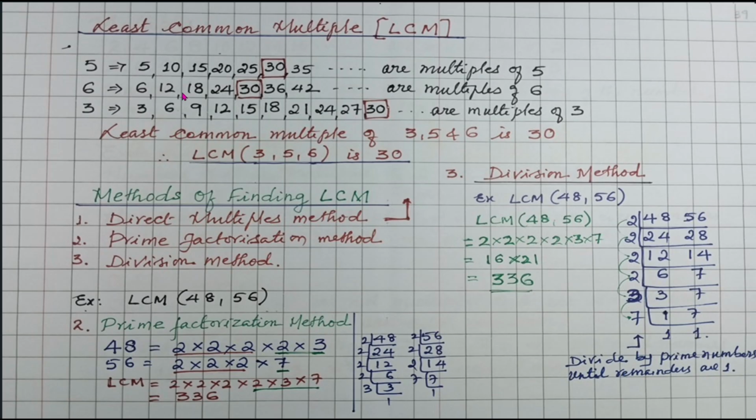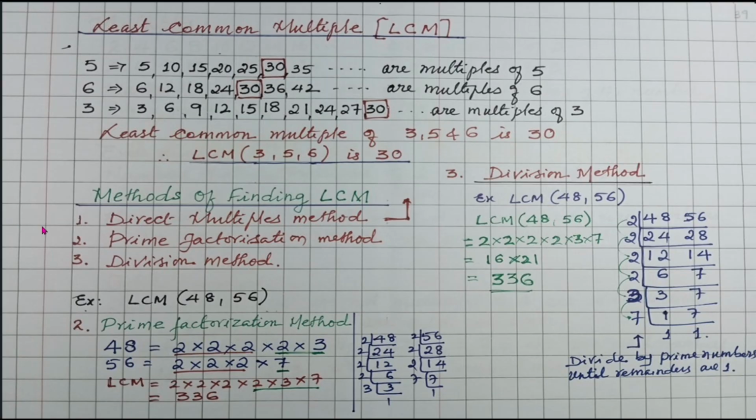If you observe here, the least common multiple of 5, 6, 3 is 30, and therefore the LCM of 5, 6, 3 is 30. Please observe: 5, 6, 3 are different, 10, 12, 6 are different, 15, 18, 9 are different, 20, 24, 12 are different, 25 is different, but here 30, 30 and 30 are common to all. They are the multiples of 5, 6, 3, and the least common multiple of 3, 5, 6 is 30.